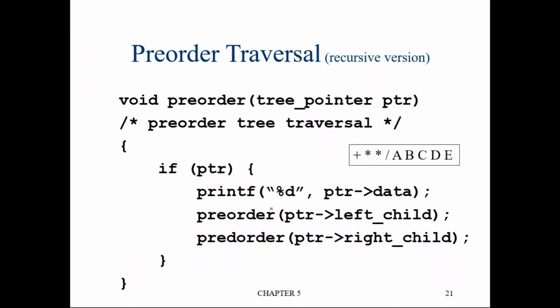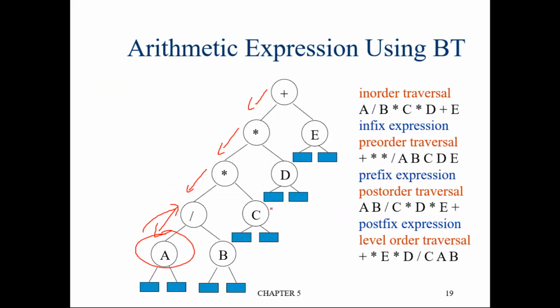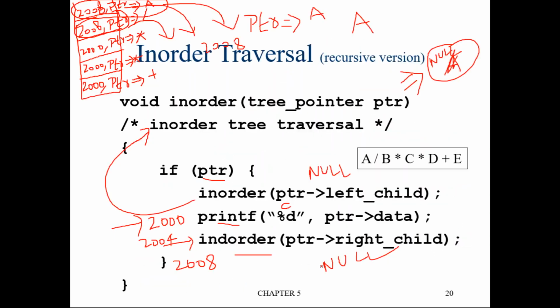And right of PTR is what? Currently slash's right is B. So B will be passed to the function. So now PTR will be pointing to B. Again it will come and check whether PTR is not equal to null. Yes, PTR is not null. It is B. So once again this instruction will execute.